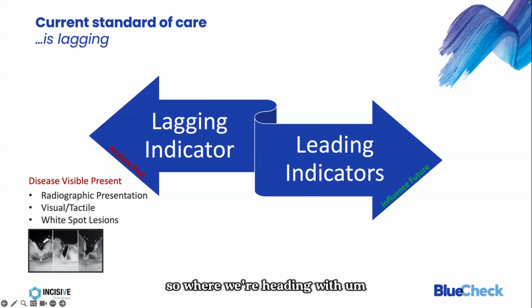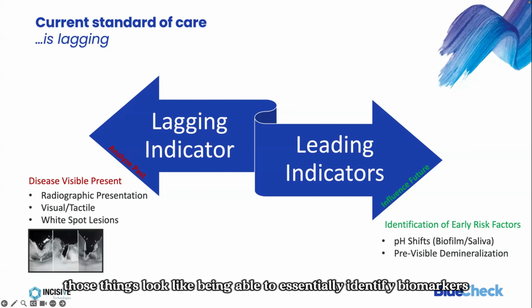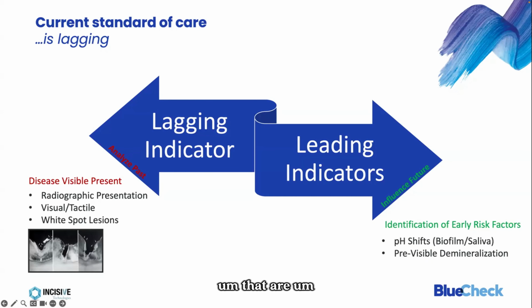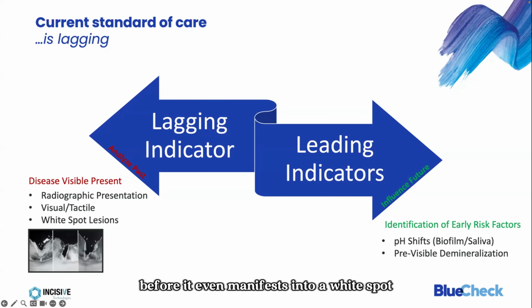So where we're heading with new technologies and aids for caries detection will really help to bring us to a leading indicator, where we're able to influence the future. And those things look like being able to identify biomarkers that play a key role in the caries process. That can be shifts in pH, whether it's the pH of biofilm or saliva, and also trying to identify pre-visible or subclinical demineralization before it even manifests into a white spot.